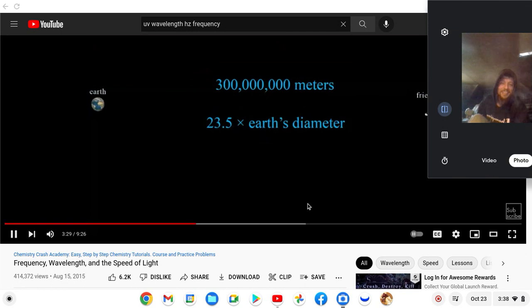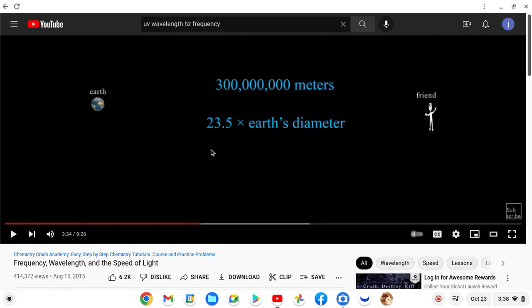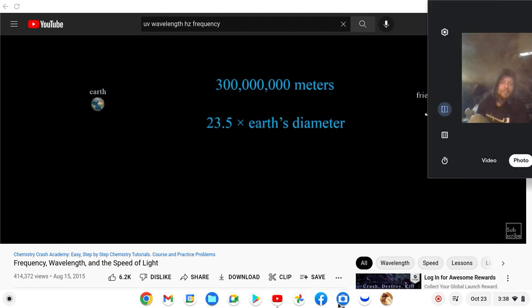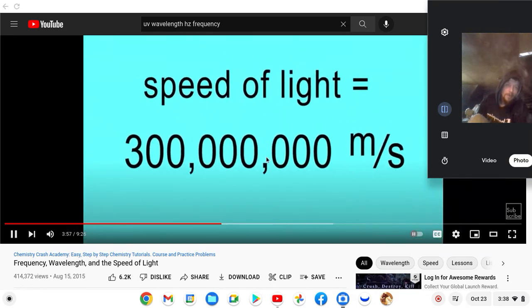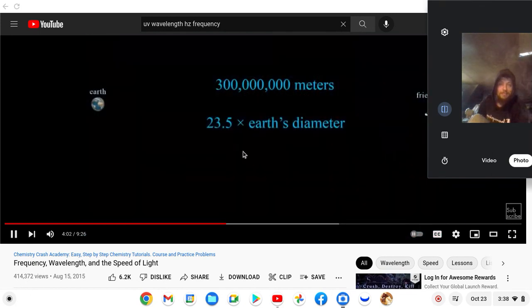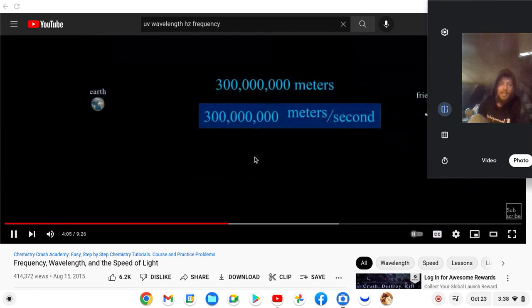Now let's talk about the speed of light so we can tie it to frequency and wavelength. Speed is how long it takes to get from one place to another. Let's say you happen to have a friend standing 300 million meters away from Earth. It takes 1 second for the flash of red light to reach your friend.